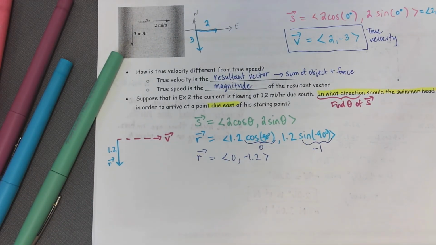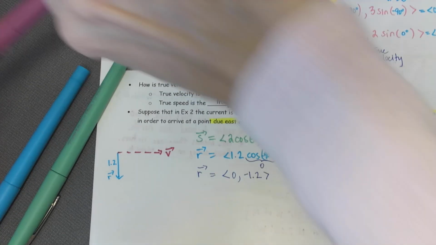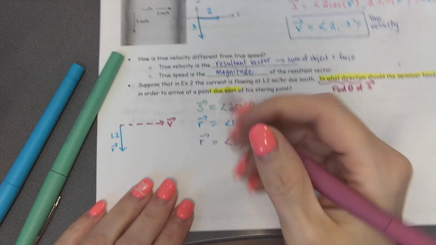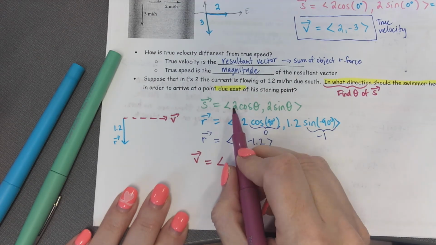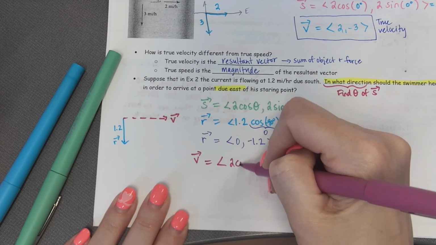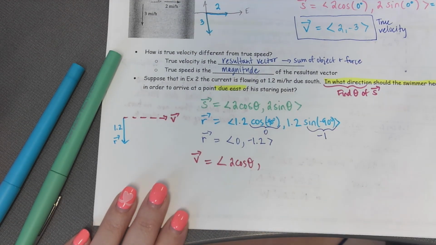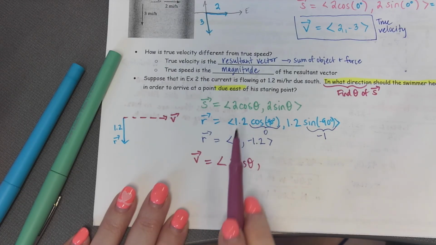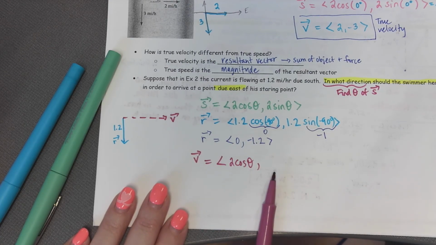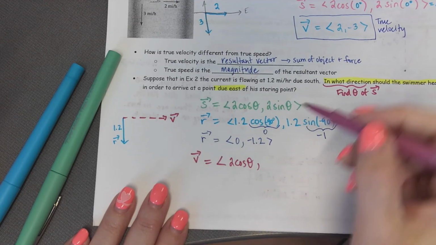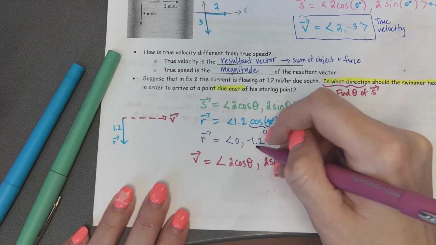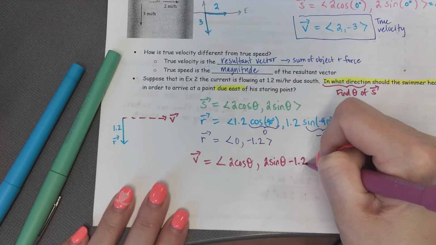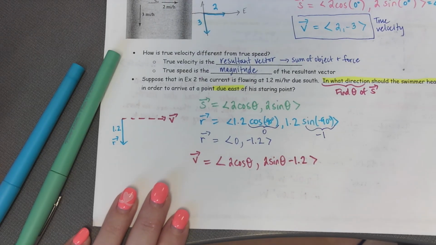Okay, and then you are going to find the resultant vector. So when you add them together, 2 cosine of theta plus 0 is just 2 cosine of theta. So you're finding the resultant, horizontal plus the horizontal. Here you're going to do the vertical plus the vertical. Okay, so vertical is 2 sine of theta plus negative 1.2, so we can just put minus 1.2.